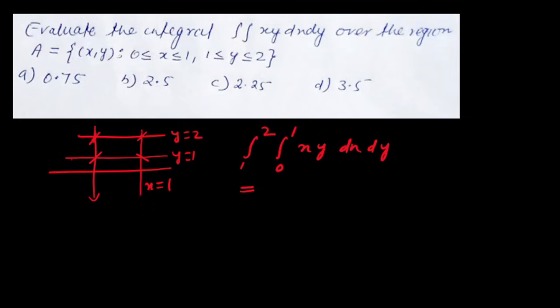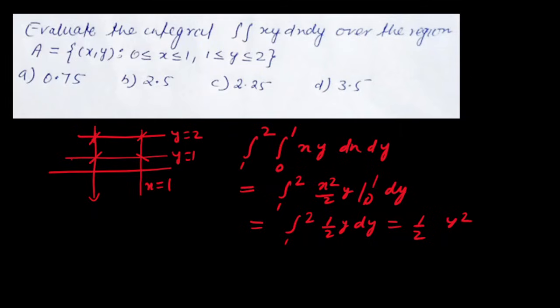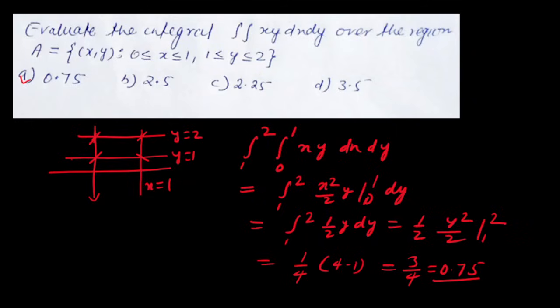If you want to integrate it with respect to x, so limit of y is 1 to 2, integration x square by 2 y, limit is 0 to 1 and then dy. So if I put this, I will get 1 to 2, and we are putting the limit of x, so I will get 1 by 2y dy. Now I will get 1 by 2 and then y square by 2, limit is 1 to 2. So this is 1 by 4, 2 square is 4 minus 1, so I get 3 by 4, that is 0.75. So I think this option is correct, right?